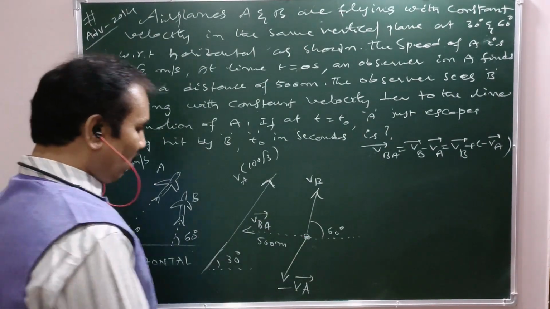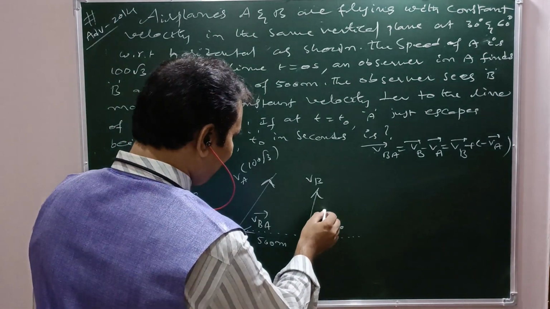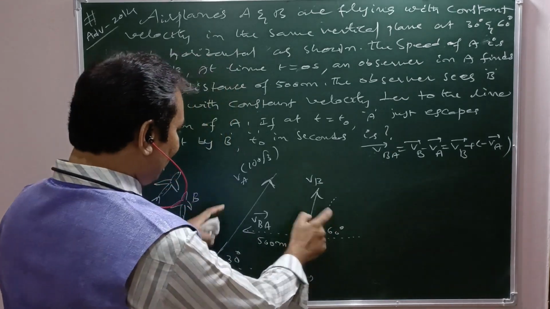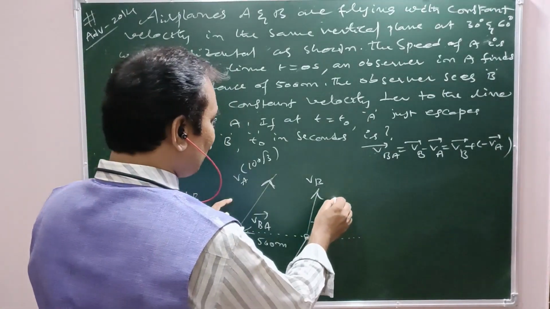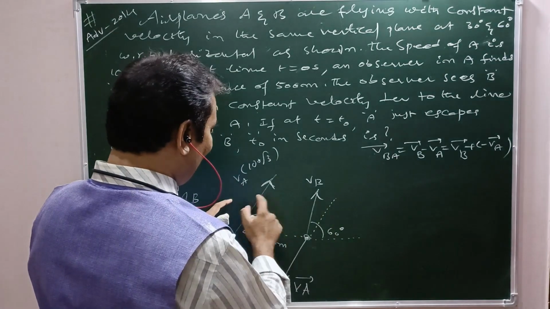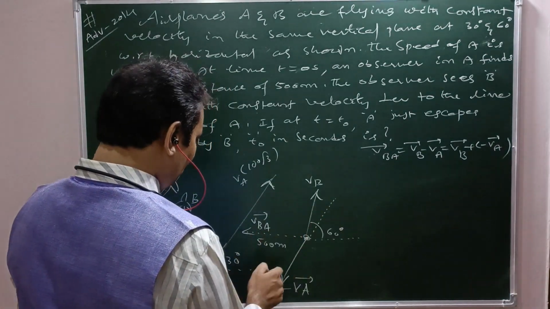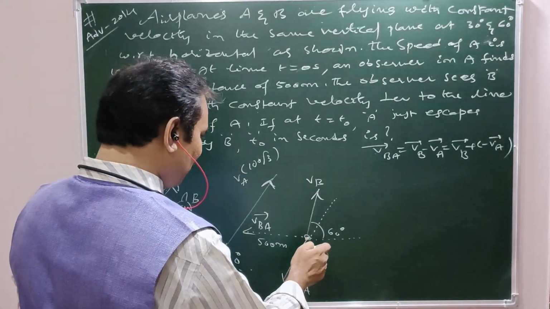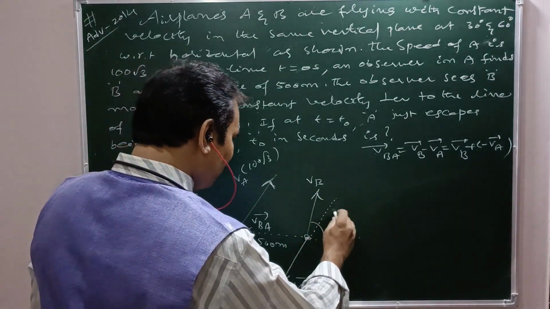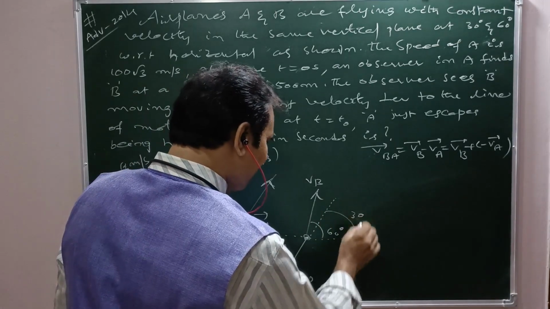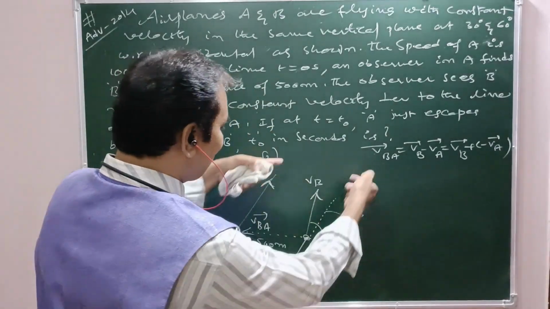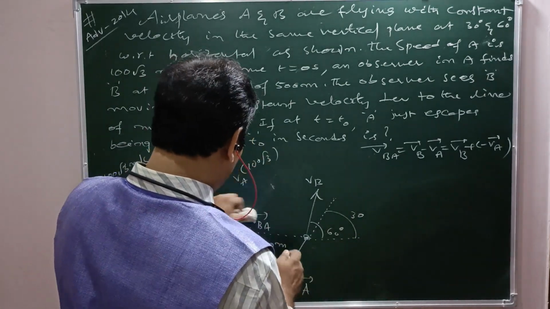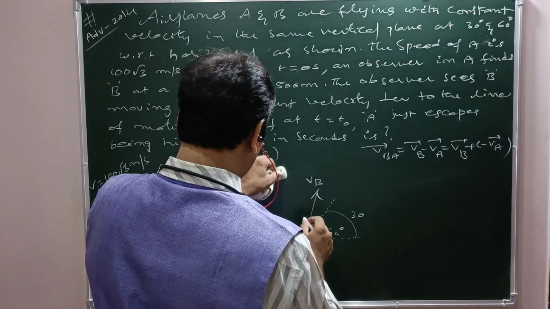Now I am taking this line. This is in fact VA. Why? Because these two are parallel, right? These two parallel lines, right? So with respect to horizontal, see, this is VA. So this angle must be 30 degrees, right? So these two lines are parallel to each other like that.